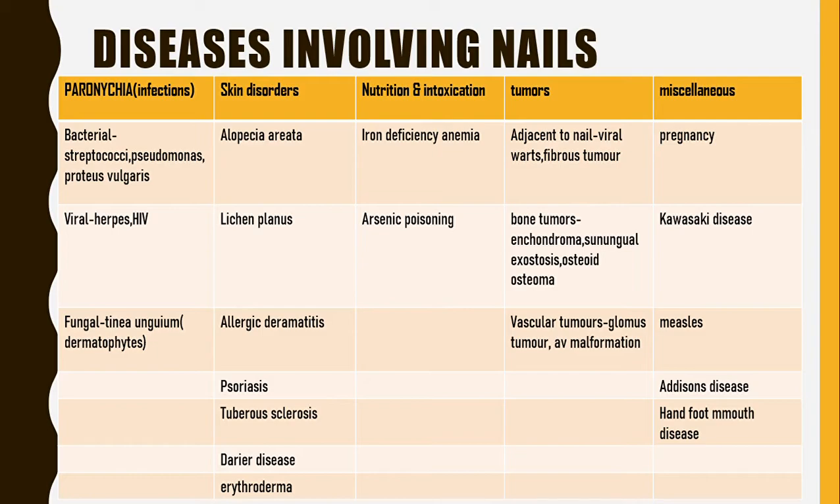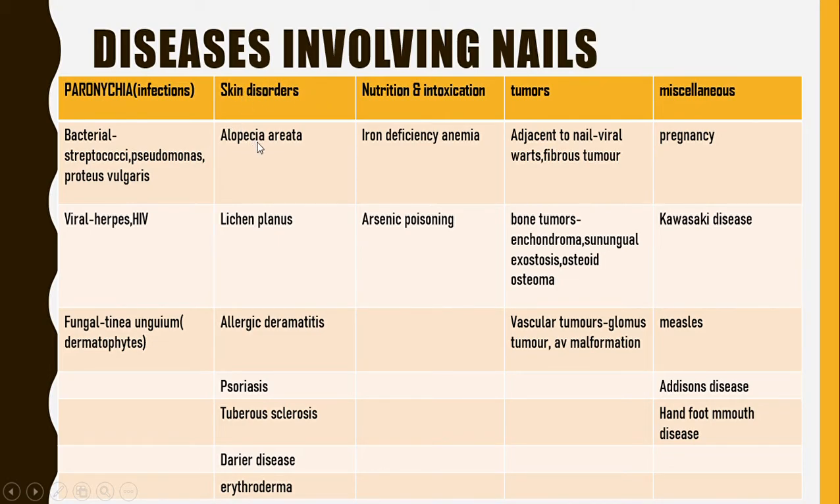Now we'll see the diseases involved with nails. First we'll see the infections or paronychia. It can be bacterial, viral or fungal. Bacteria can be streptococci, pseudomonas, proteus. Viral can be herpes, HIV. Fungal can be tinea, also known as dermatophytosis.